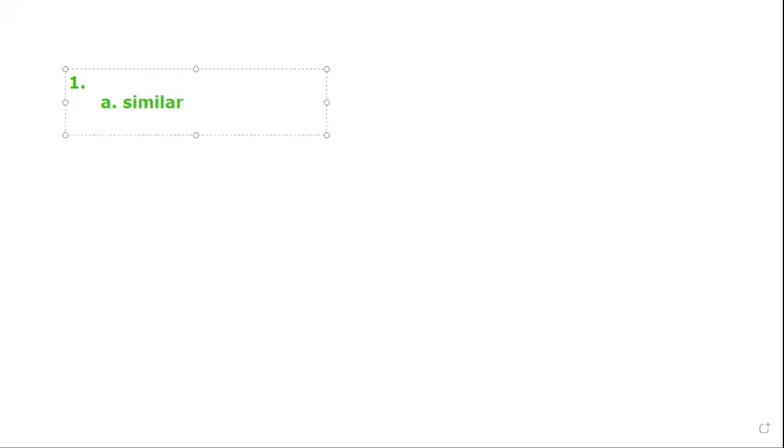Letter B. Otto, similar or not? Triangle QRP and SRP. Similar or not? Not. Okay, so letter B, not similar.